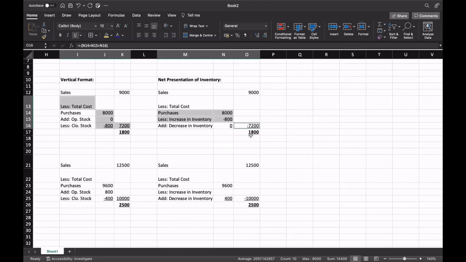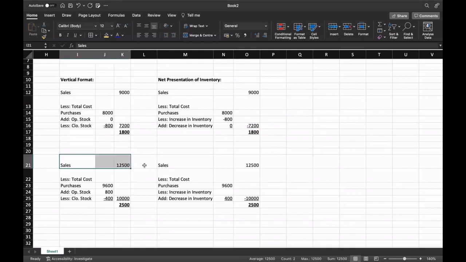Here, the understanding is simple because you didn't have any opening stock, right? So we just had closing stock. So you compared 0 with 800 and you said, yes, there is an increase. And since there is an increase, it should be deducted from the purchases and you arrived at the total cost. Okay. Now let's go to the second year because second year had opening stock as well as closing stock.